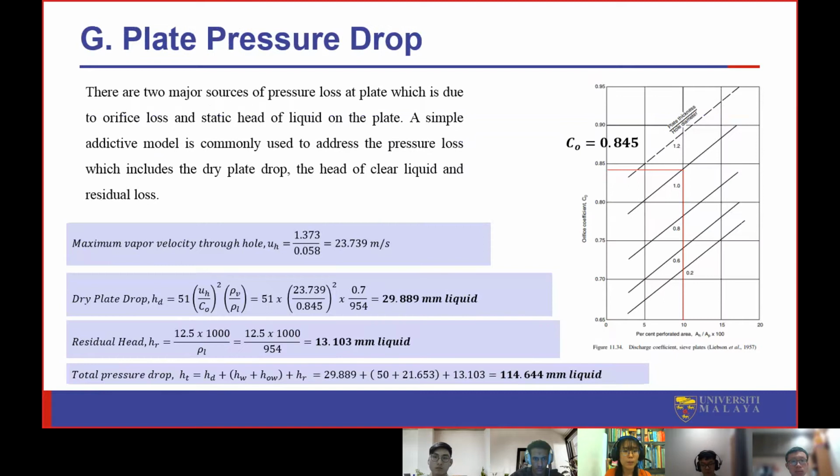So next, we are calculating the plate pressure drop, which is a total of the orifice loss and the static head of liquid on the plate. So by obtaining the orifice coefficient from figure 11.34, we can calculate the dry plate drop and the residual head. And we sum it together with the weir crest, we can obtain the total pressure drop.